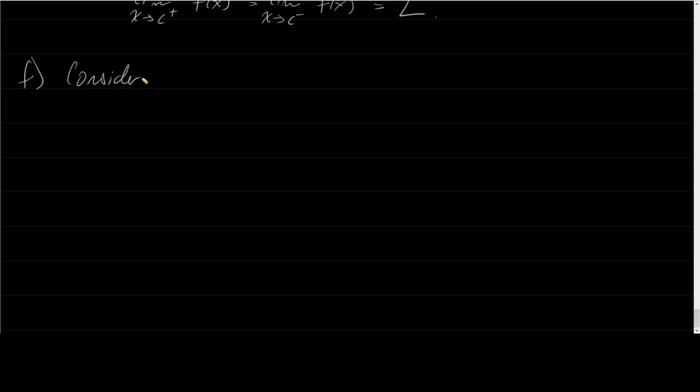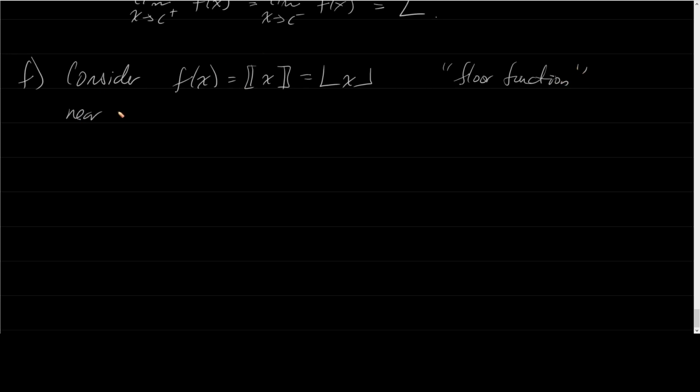Consider f of x being this function. If you don't recall what that is, it was the greatest integer function, and it's also called the floor function. We're going to consider that near x equals 0. What we're going to see here is what this function is doing near 0. Specifically, we want to try to figure out what the derivative might be.